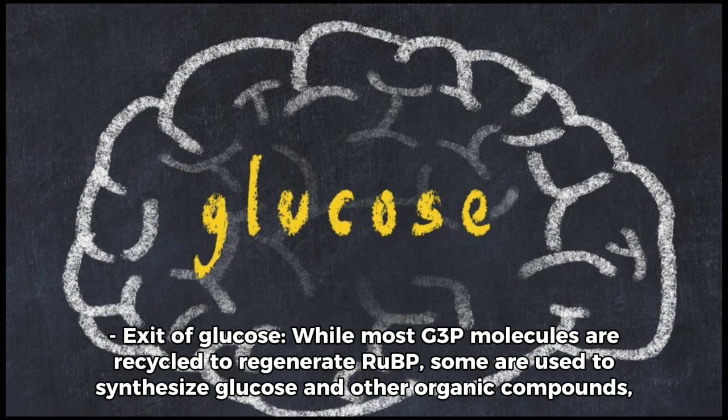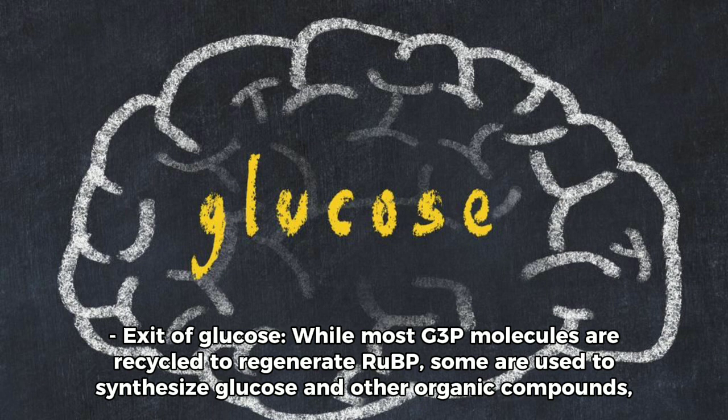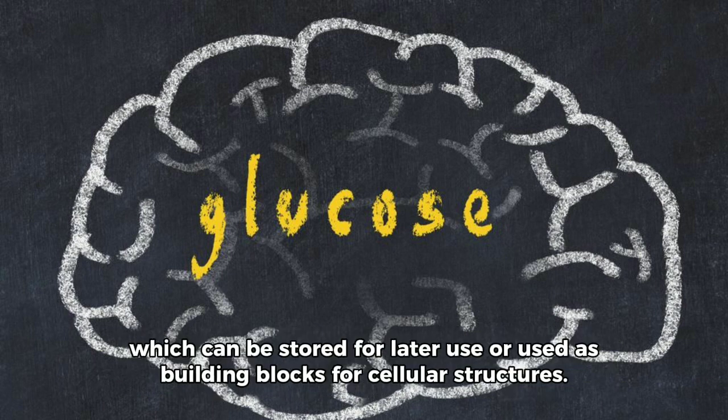Exit of glucose. While most G3P molecules are recycled to regenerate RuBP, some are used to synthesize glucose and other organic compounds, which can be stored for later use or used as building blocks for cellular structures.